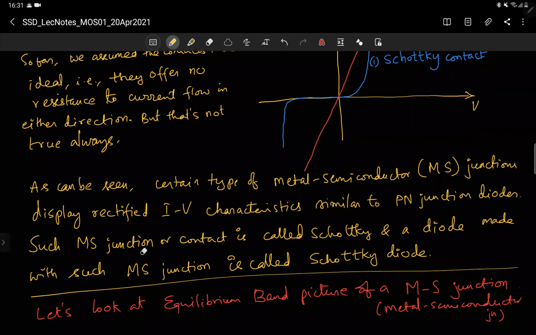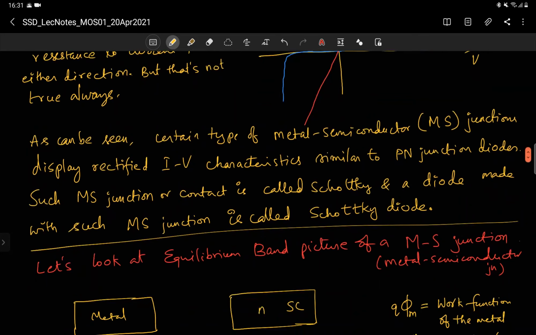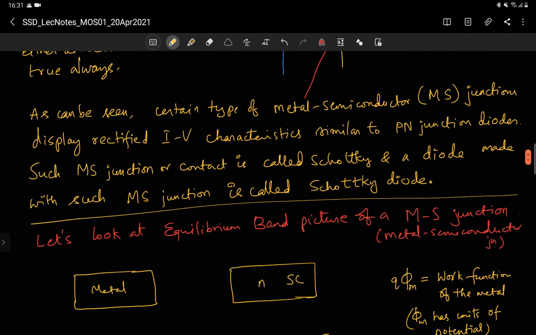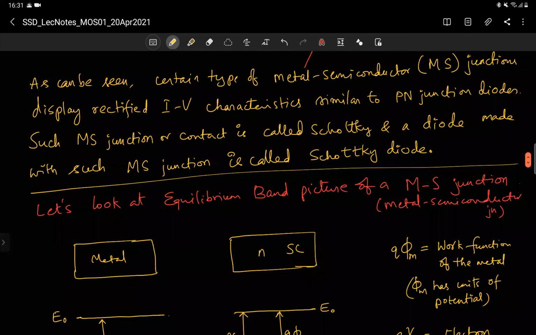Such a metal-semiconductor junction or contact is called a Schottky contact or Schottky junction, and a diode made of such a junction is called a Schottky diode. Like the PN junction diode, it is used in many applications. For example, you have a bridge rectifier, which you might have studied for full wave rectification. Similarly, Schottky diodes are employed for various device applications in various electronic circuits. So let us first study how a metal-semiconductor junction looks.